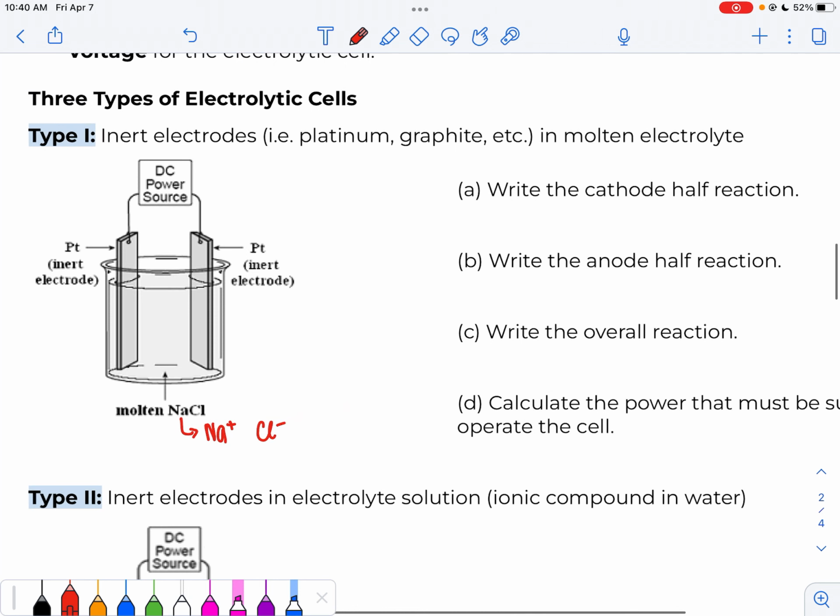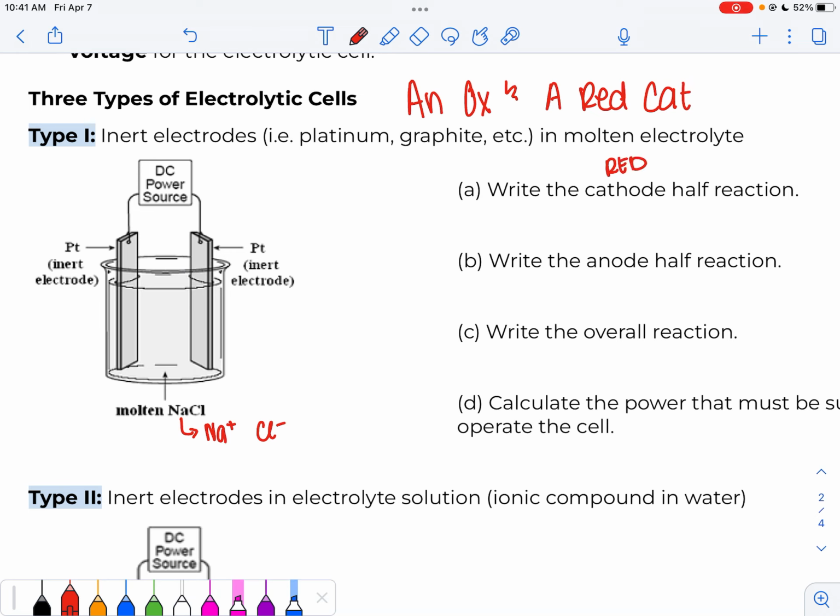So what we need to decide is what half reaction is happening at each of the electrodes. So remember, an ox and a red cat. What this reminds us is that we know oxidation happens at the anode and reduction happens at the cathode. So for the cathode, we're looking for our reduction reaction.